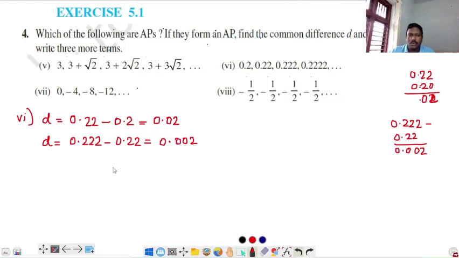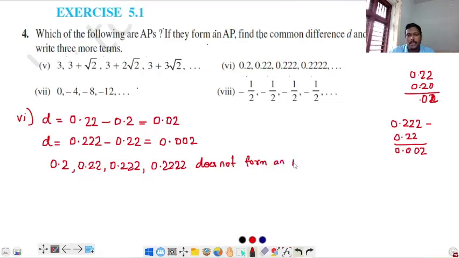From here itself we can see these two D values are not equal. So we can say 0.2, 0.22, 0.222, 0.2222 does not form an AP.